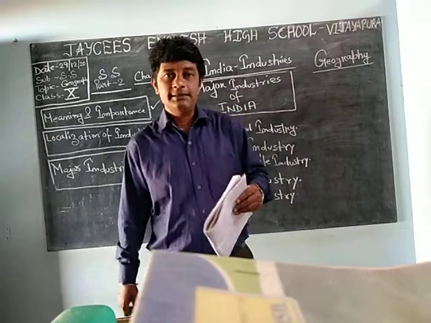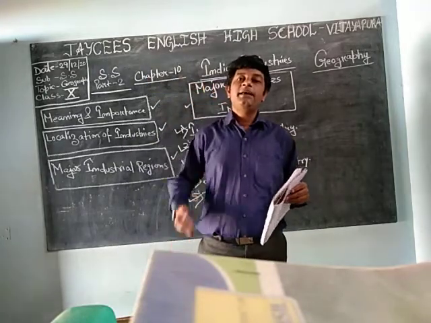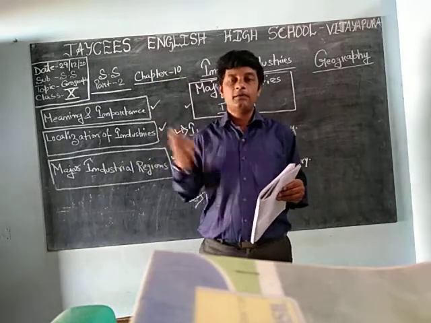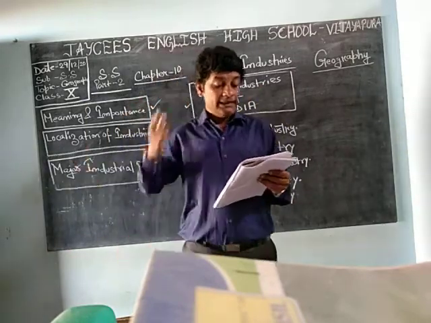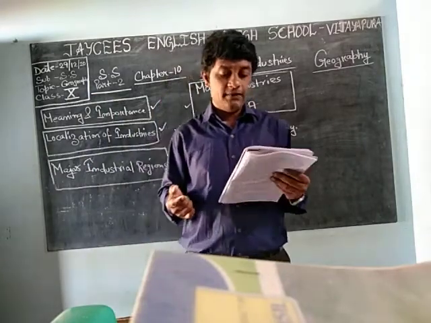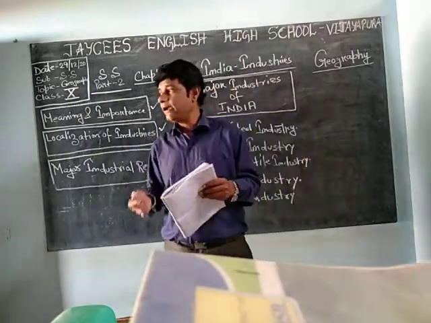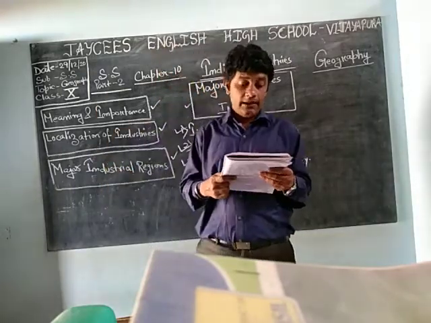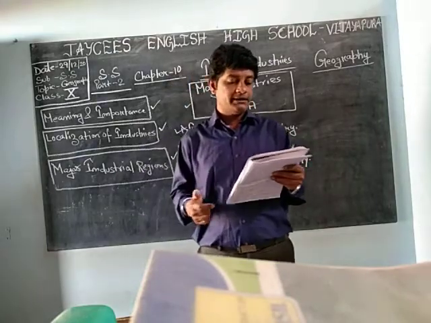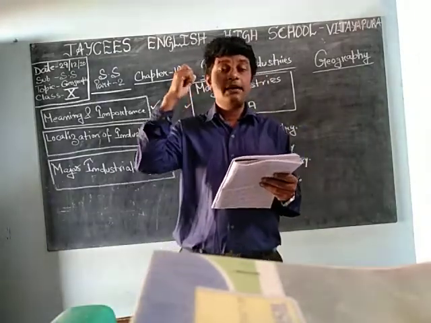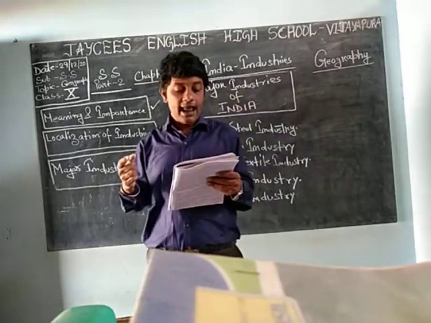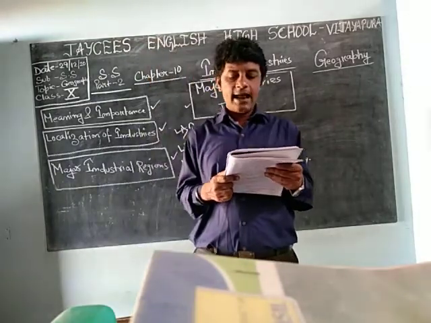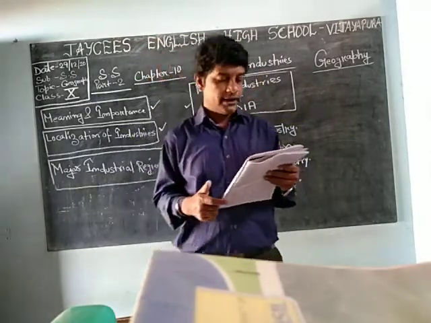Okay, but it failed. It failed because of quality, quantity, and high price, so it failed. The real start of the paper industry was made in 1870. So in the year 1870, okay, the earlier one failed, and that was not a modern industry. The real start of the paper industry was made in 1870 at Bali near Kolkata, okay.